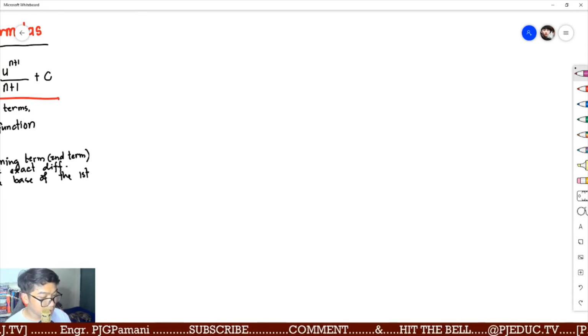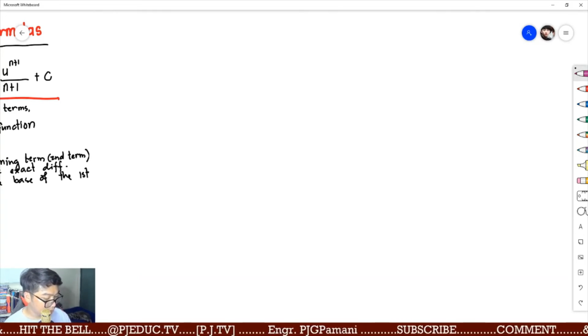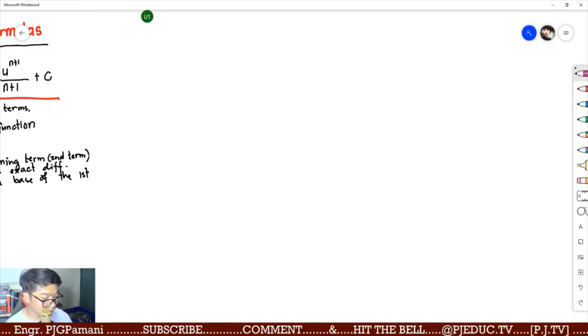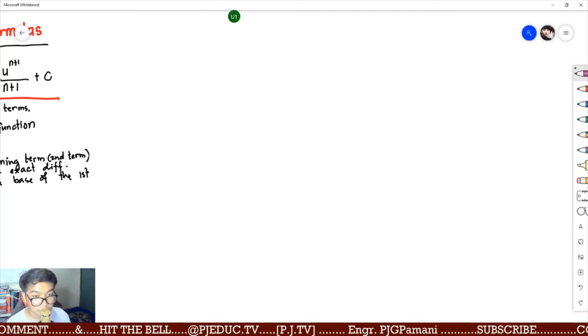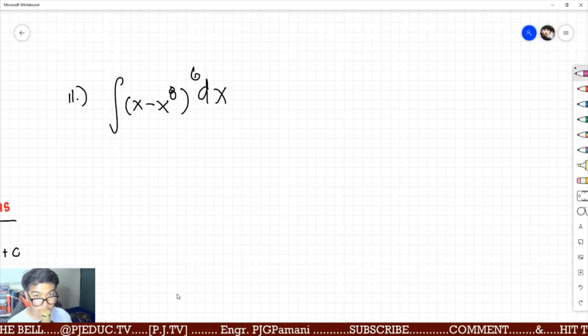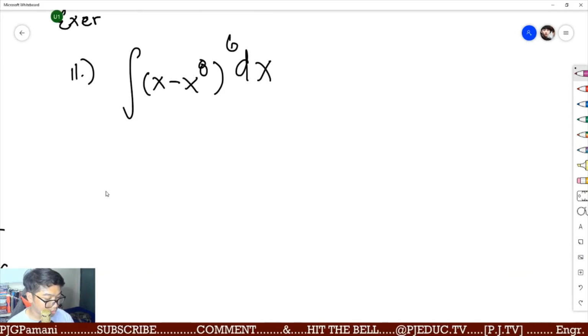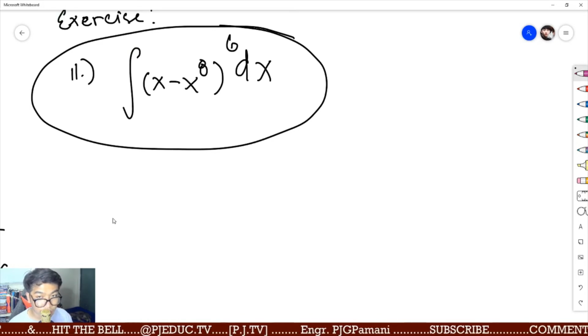Now, for your practice, sa inyo na 'to, hindi ko tatapusin itong problem na 'to. For your practice, this is problem 11. Tama ba? 11. Integrate or evaluate the integral of x minus x raised to the 8th, then raised to the 6th, dx. For your exercise, try to answer this problem on your own.